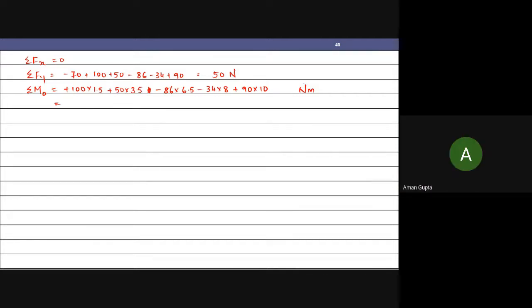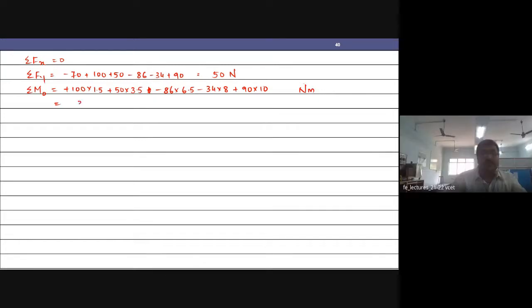$394. Sigma MO, so that is 394 Newton meters. Here I already found out sigma Fx and sigma Fy. Fx was 0, so sigma Fy was 50 Newton, and that will be equal to R, right? Sigma Fy will be equal to R.